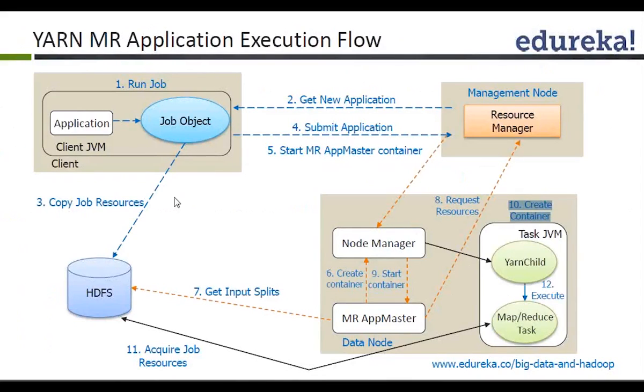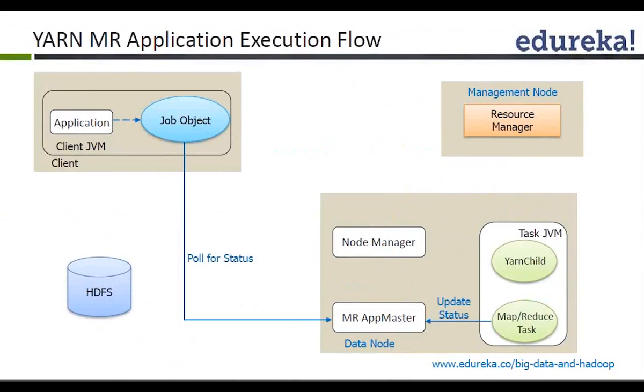Let's go ahead. Now after execution, in case you want to poll the status, who would know where the application is running or what the status is? Of course the app master will know. So the client will poll the app master. How will the app master get the information? From the MapReduce task, which will update the app master, and the app master will let the information go back to the job object.